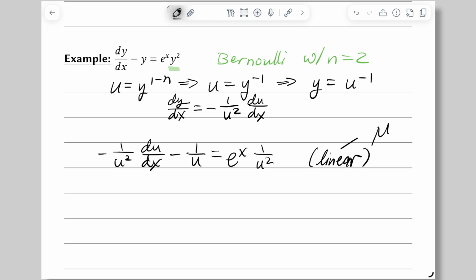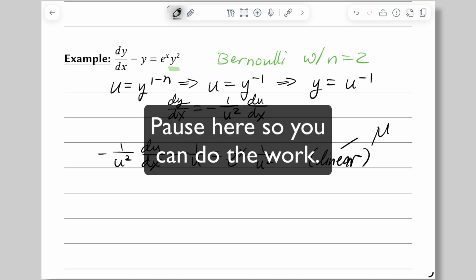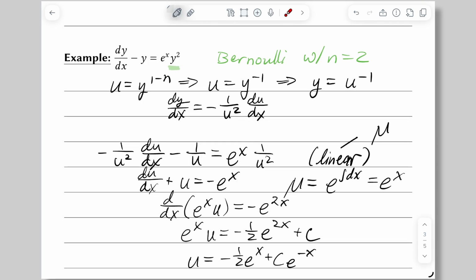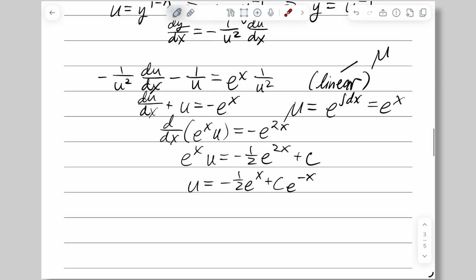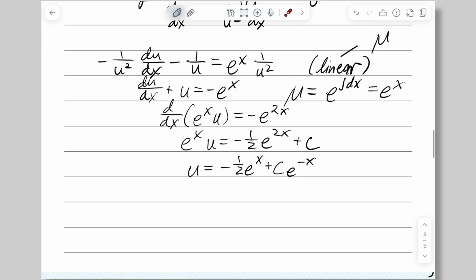Now I'd like you to pause the video and finish solving this differential equation. Take it as far as you can, and if you can, back substitute to get the solution in terms only of y and x. I didn't quite finish it, but I'll catch you up and then we'll take it to the end together.